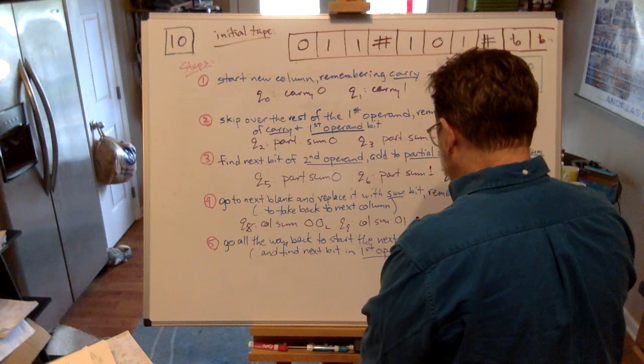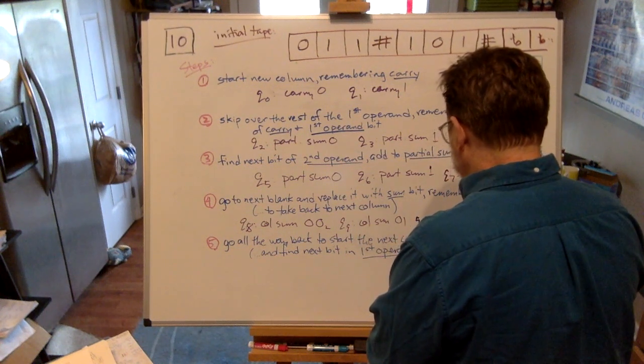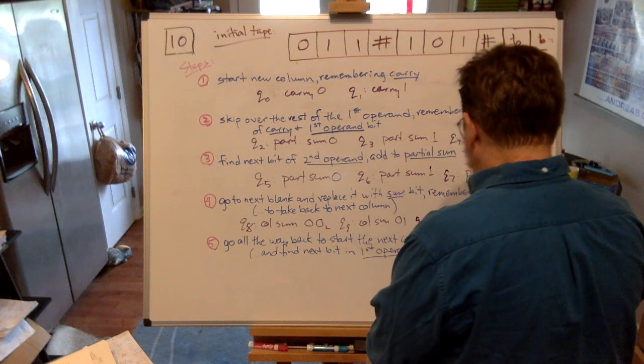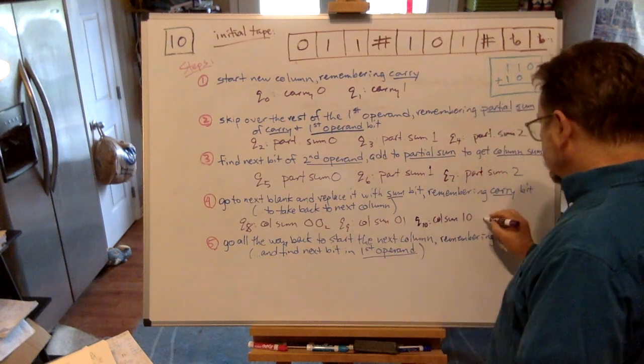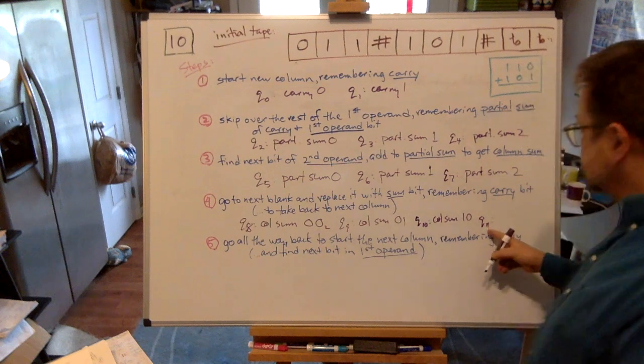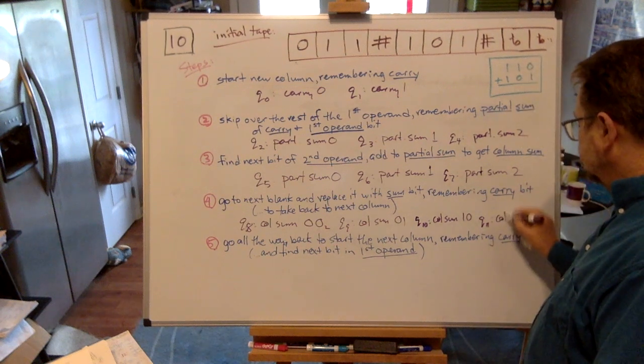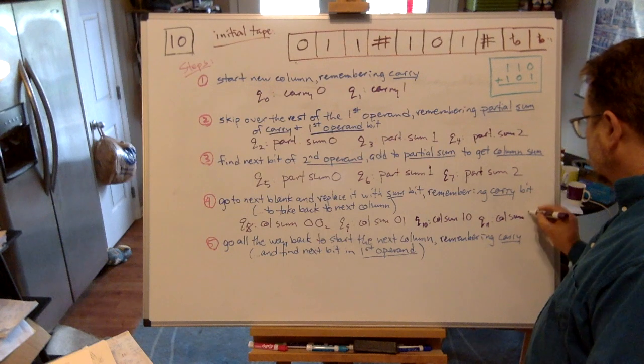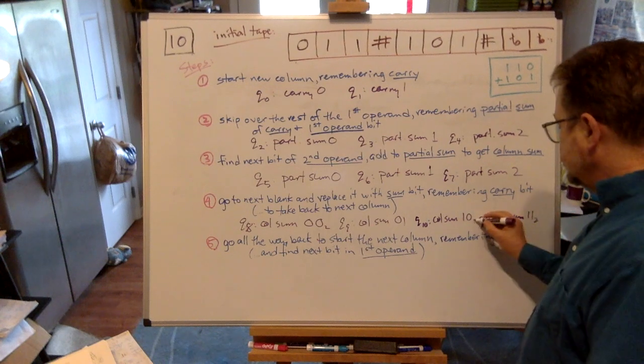Q10, have to write smaller. Column sum 1, 0. And finally, Q11. That's an 11. Column sum 1, 1 in base 2. All of these are base 2.